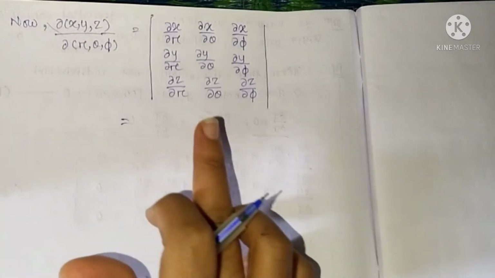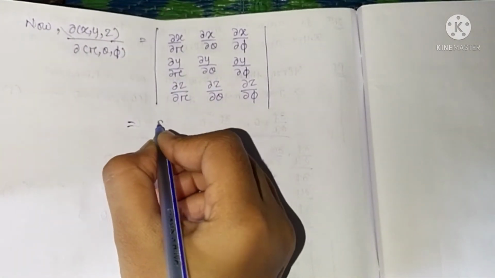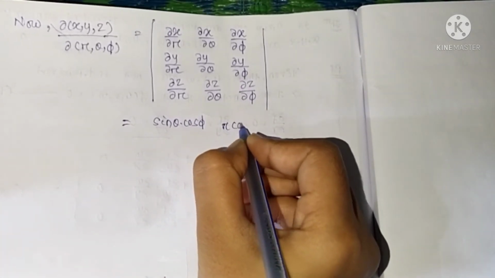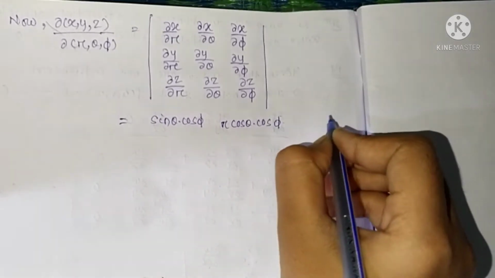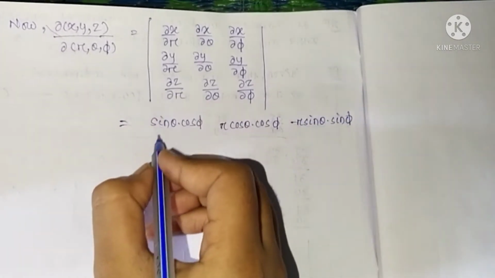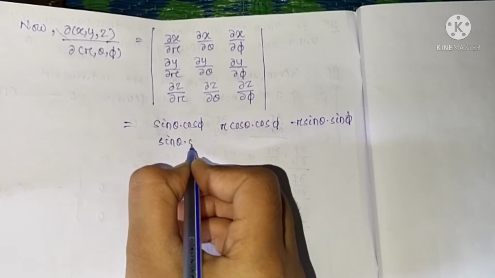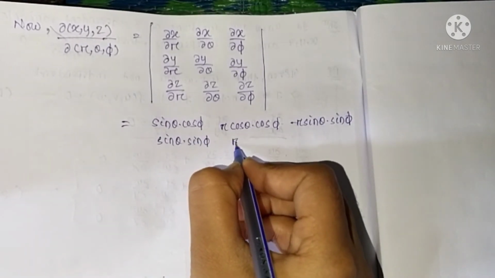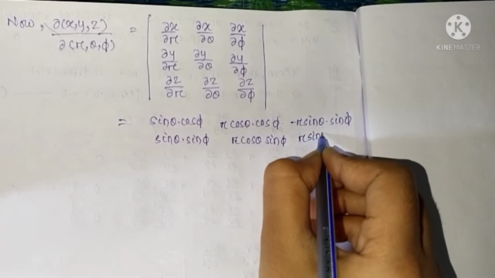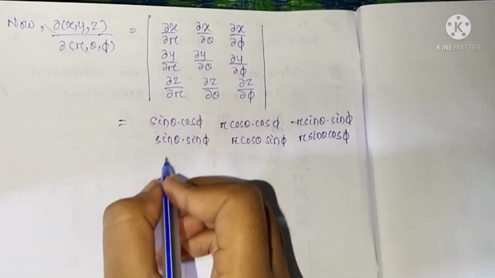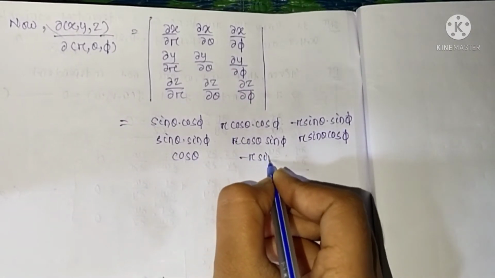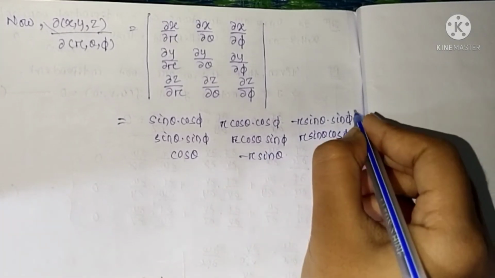Putting them in this determinant, we get ∂x/∂r is sin θ cos φ, ∂x/∂θ is r cos θ cos φ, and ∂x/∂φ is minus r sin θ sin φ. ∂y/∂r is sin θ sin φ, ∂y/∂θ is r cos θ sin φ, and ∂y/∂φ is r sin θ cos φ. Then ∂z/∂r is cos θ, ∂z/∂θ is minus r sin θ, and ∂z/∂φ is 0.